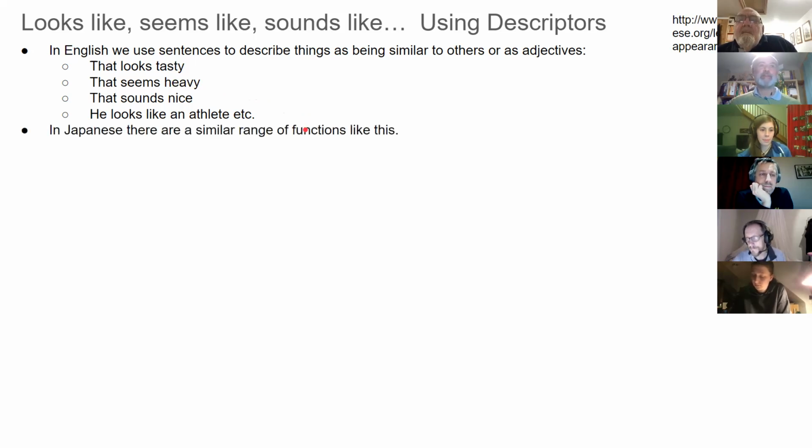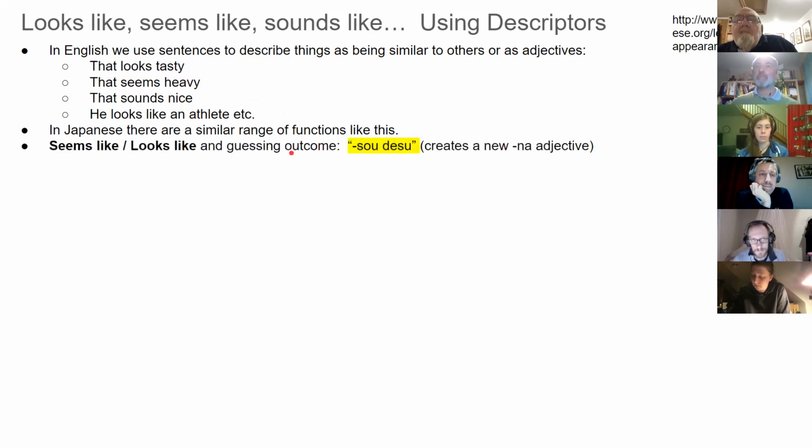In Japanese, there are a similar range of functions like this. We're going to do 2 this evening, and by the time I get to the end of this explanation, you'll see why I've only chosen 2 and not 6, because they take time to explain. But the 2 we'll do today are both pronounced sordes, but they're used in different ways. And even though my explanation is going to make more confusion than clarity, I've got a nice little summary at the end which will help you to categorize them in your mind.